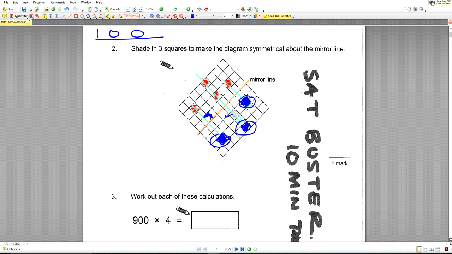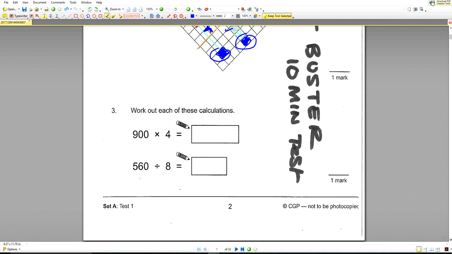Next question, question number 3. Work out each of these calculations. Now 9 times 4, do that first. Let me put the 2 zeros back in. And that's the quick way of doing that question.